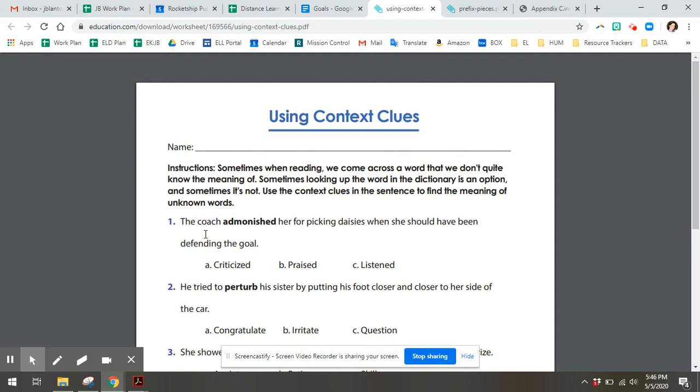The coach would not be praising you or listening if the other team scored. They would be criticizing and pretty upset. This is called the context clue strategy. And if students use this as they're reading unknown words, they can focus on making meaning of a larger text.